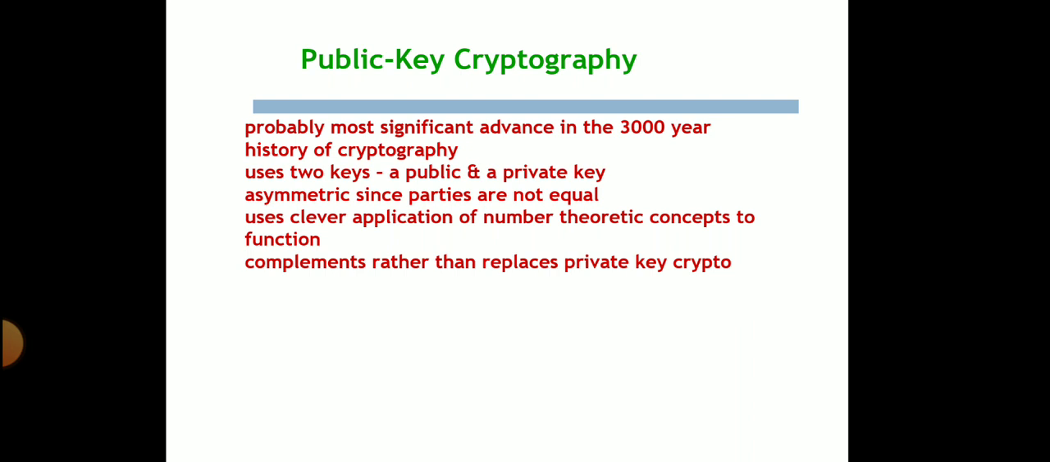In public key cryptography, we are going to use two different keys, which are called the public key as well as the private key. Both are not equal. The sender as well as the receiver use two keys. The sender has the private key as well as the public key. Similarly, the receiver also has the private key and the public key.